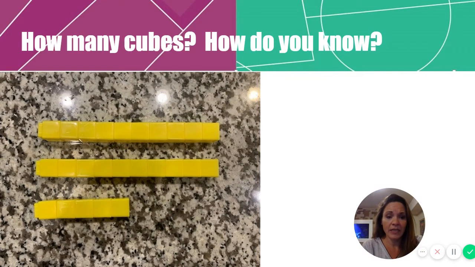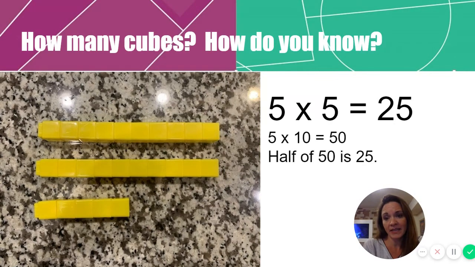Half of 50 is 25. I see 2 full groups of 10, and then there is half of 10, which is 5. I can think of 5 times 5 as 25. 5 times 10 equals 50, and half of 50 is 25.